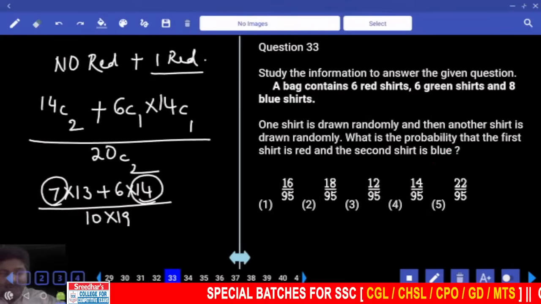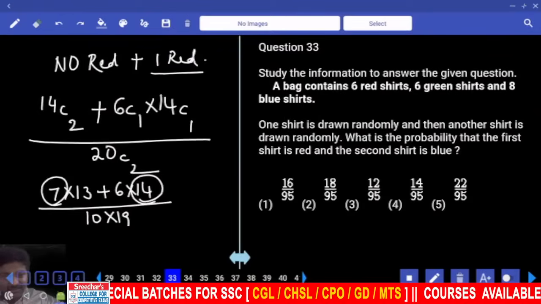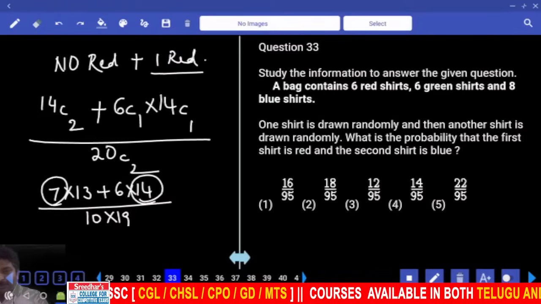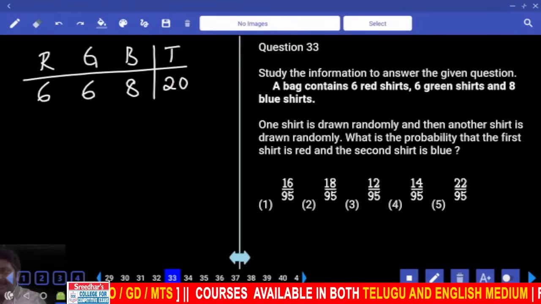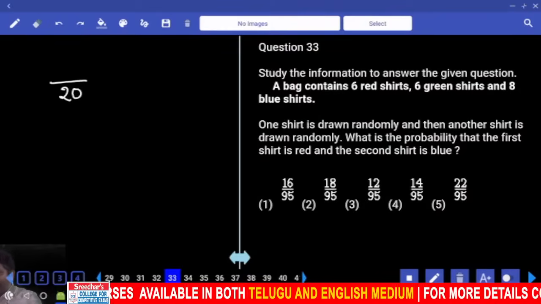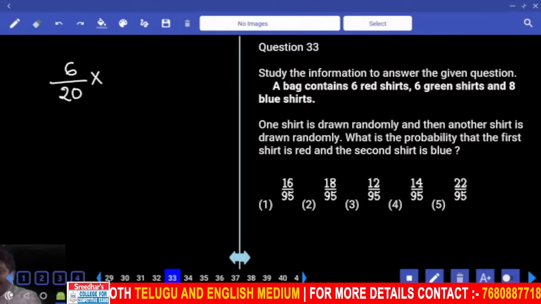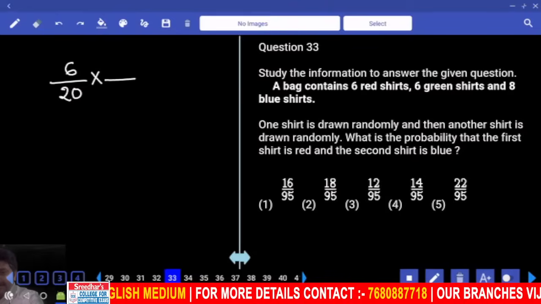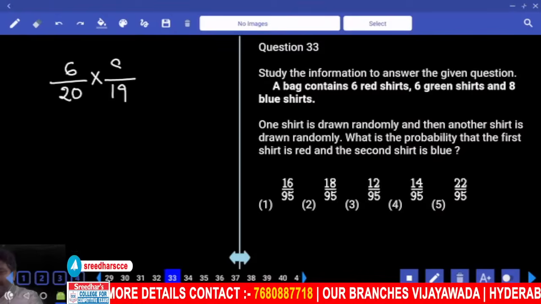One shirt is drawn randomly and then another shirt is drawn randomly, one after another. What is the probability that the first is red and the second is blue? Total how many blue are there? And how many red are there? So first we are picking one ball, 20C1, and it should be red, 6C1. And for the second case, how many balls do we have now in total? 19. We need to pick one and that must be of blue color. There are 8 blue.